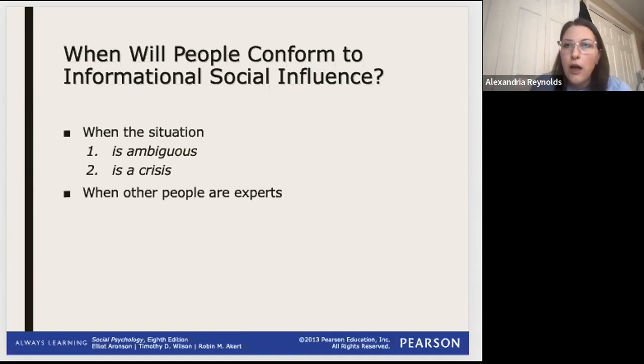You're going to look to other people to act and to behave. The greater the uncertainty, the more reliance we're going to have on other people. So if it's something that's really, really uncertain, we're going to be more likely to conform. And this brings it back to that situation that happened during the Vietnam War.